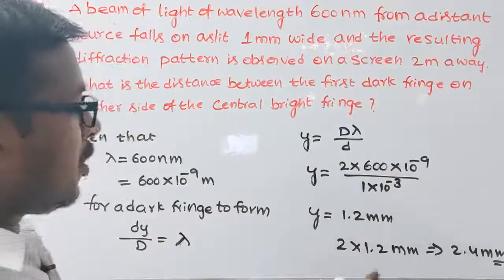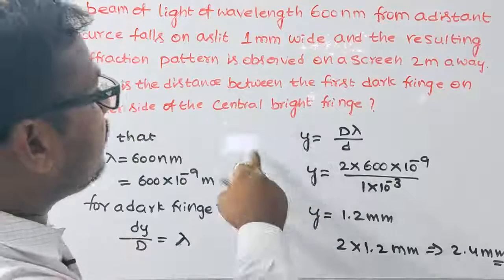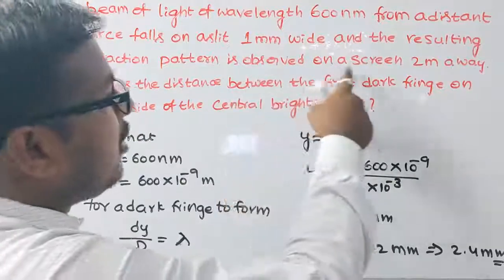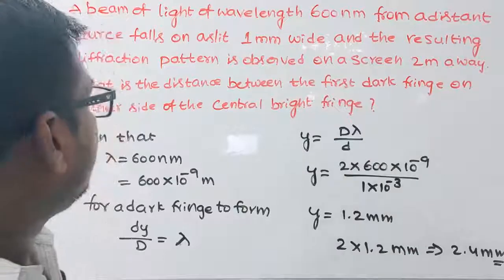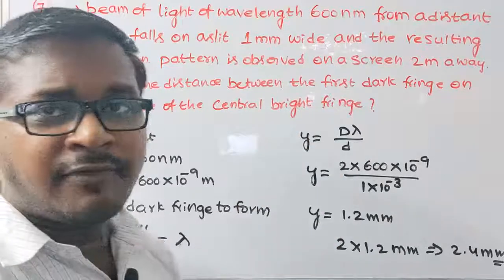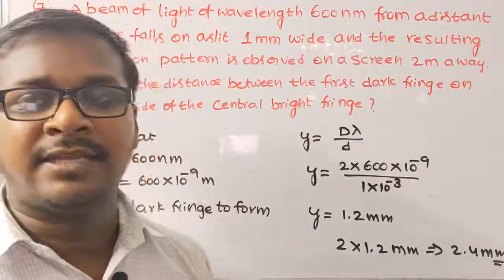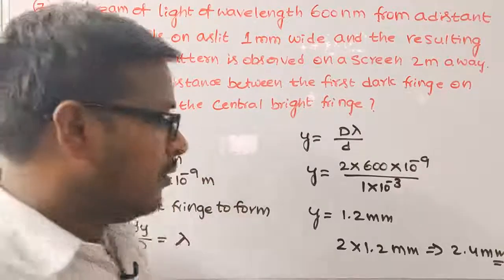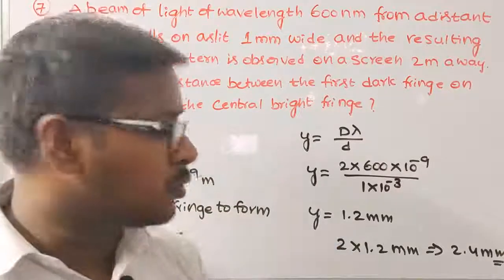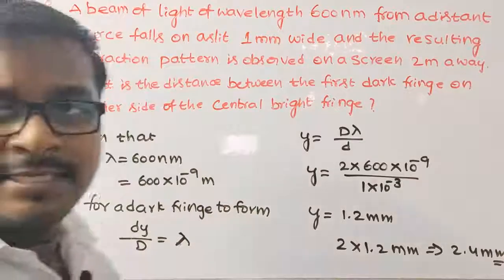In this problem, the diffraction pattern is observed on a screen 2 meter away. The distance between the first dark fringes on either side of the central bright fringe is 2 into 1.2 millimeter, that is equal to 2.4 millimeter. This is the seventh problem.